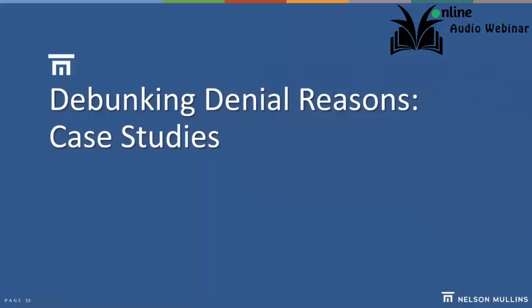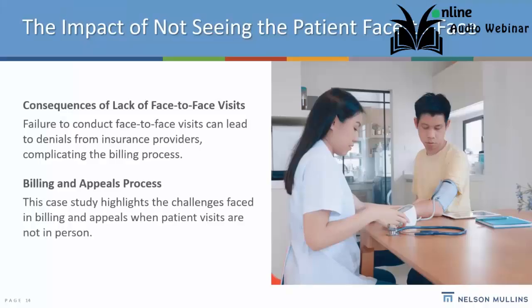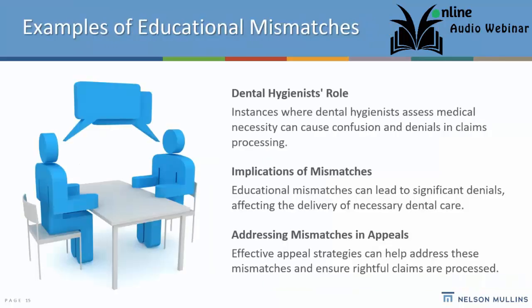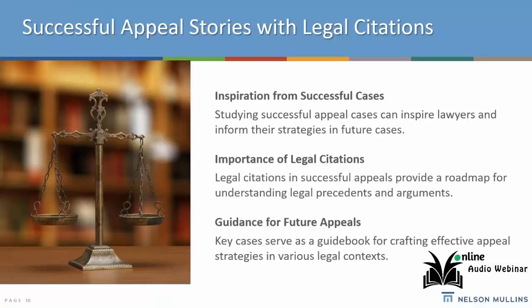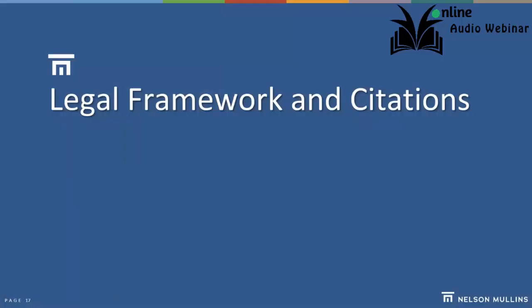Now we're going to move to debunking denial reasons. This happened a lot during COVID, the impact of not seeing the patient face-to-face. Now, examples of educational mismatches. I want to talk a little bit about some successful appeal stories. So now we're going to go to the legal framework and citations.